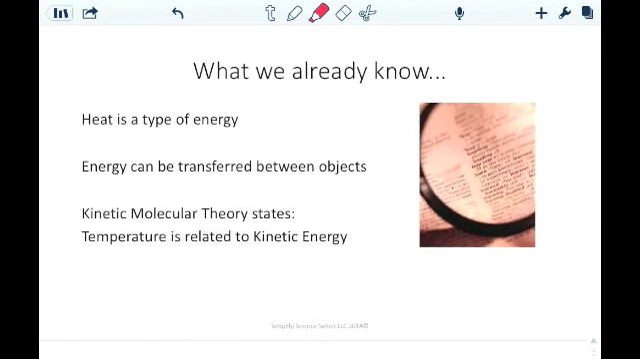Number one, that heat is a type of energy. We talked about this. Kinetic molecular theory again states that temperature is related to kinetic energy. Specifically, we should know that energy can be transferred between objects. So any type of energy can be transferred.